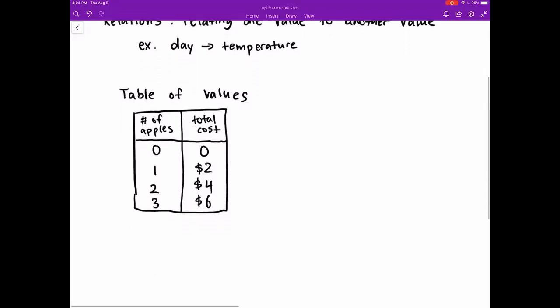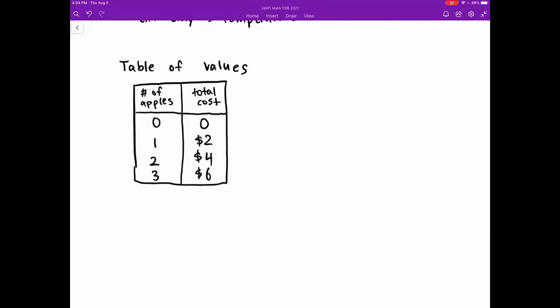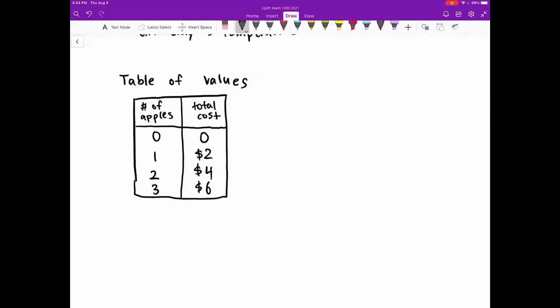In some cases, with relations, especially with tables of values, you might get questions where you have to fill in the blank. For the example above, maybe instead of putting all the numbers there, we don't know how many apples there are for the value $4, and you have to fill that in. It's essentially just pattern matching. If you can find the pattern in the table, you can pretty easily solve that question.